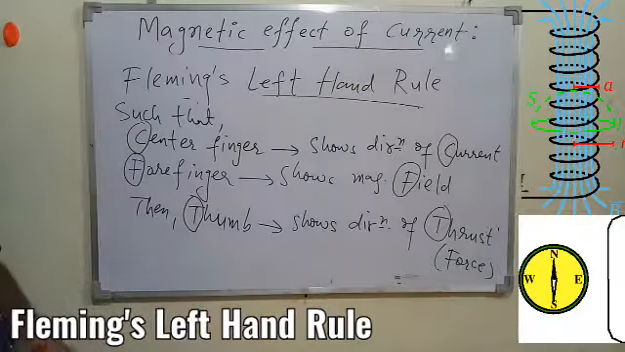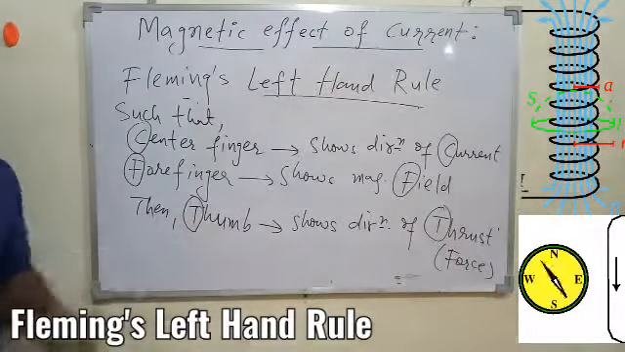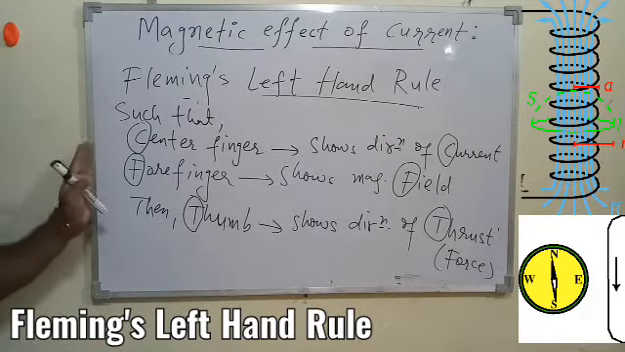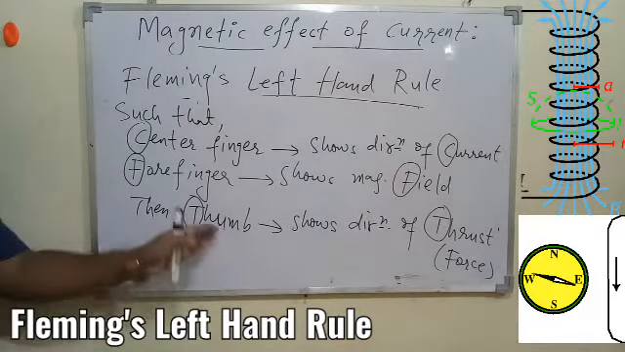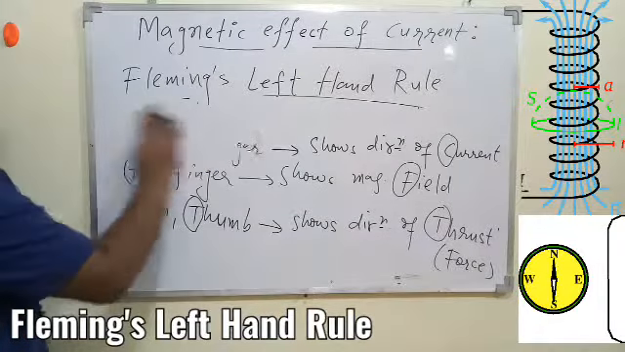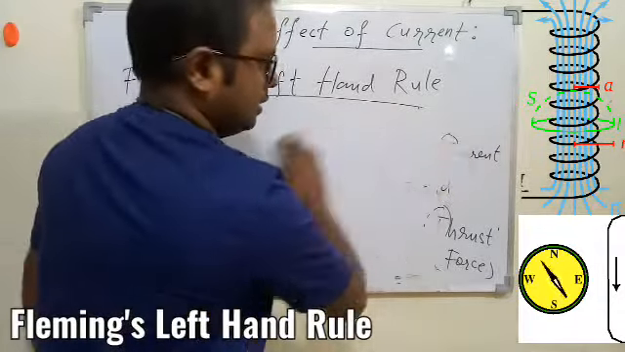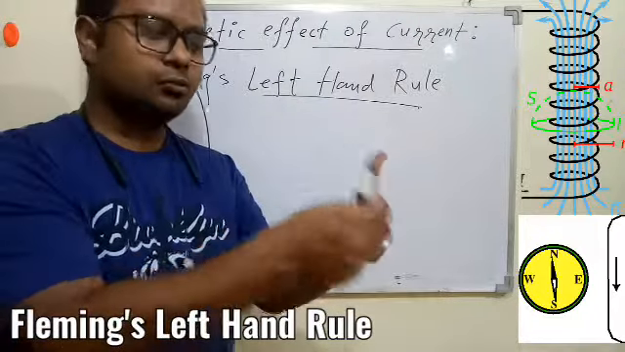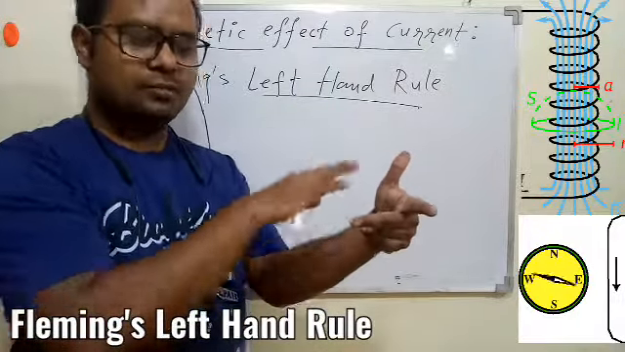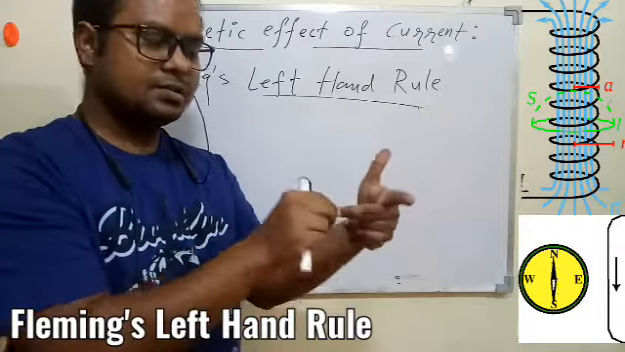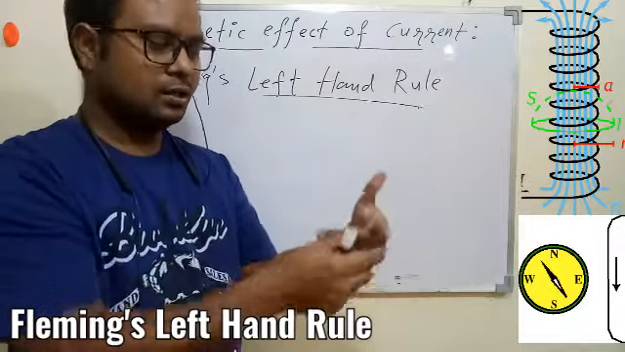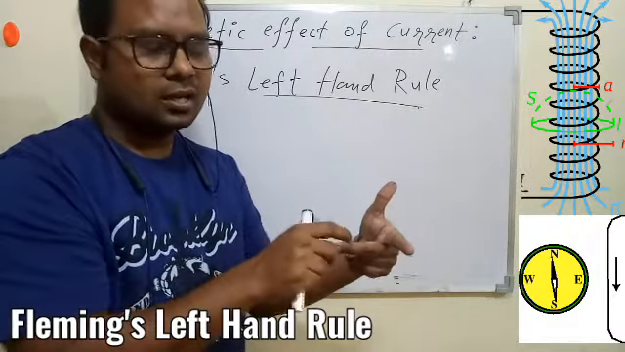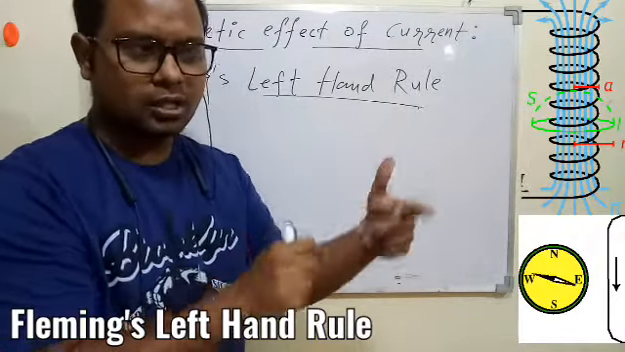I hope the rule is clear, and let's take one or two examples so that it will be understood. C for current, F for field, and T for thrust. I am repeating the statement once again. If we stretch the center finger, forefinger and thumb of the left hand, which are mutually perpendicular to each other, such that the center finger shows the direction of the current, the forefinger shows the direction of magnetic field, then the thumb will show the direction of force or thrust to the conductor.